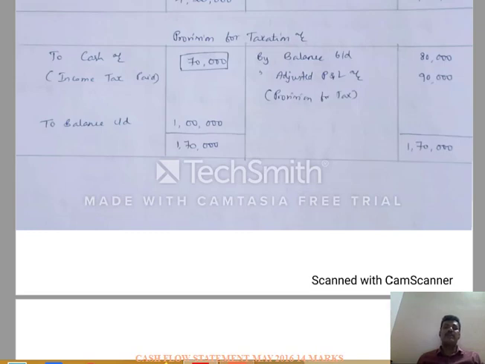That closing balance should be transferred to cash account. So here tax account is debited and cash account is credited. That happens when the company pays the income tax. So here the income tax is paid by the company, and therefore it results in outflow of cash from the company.